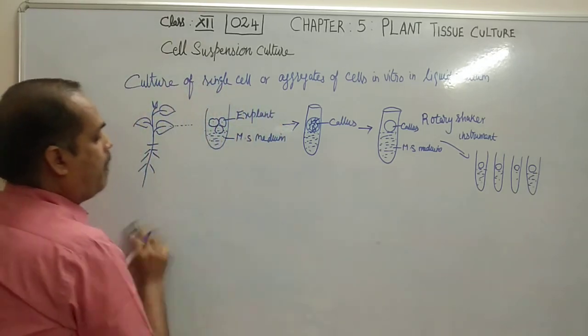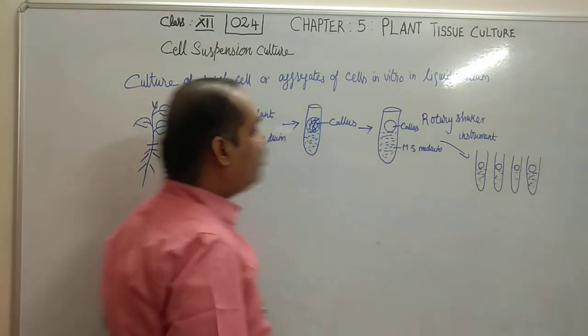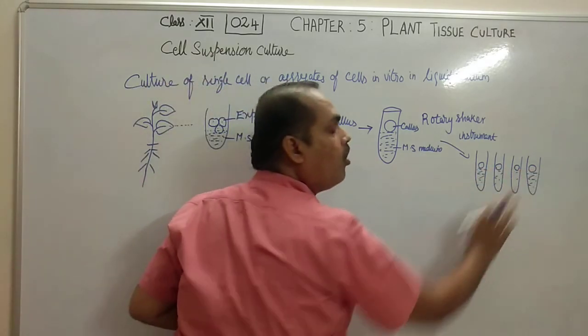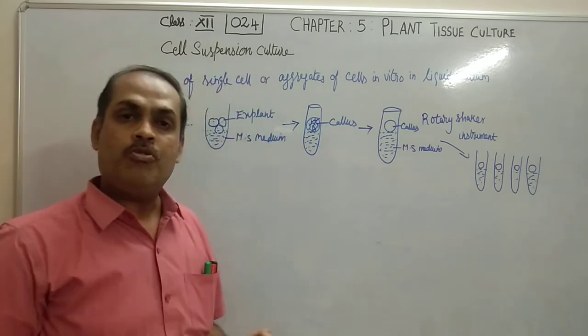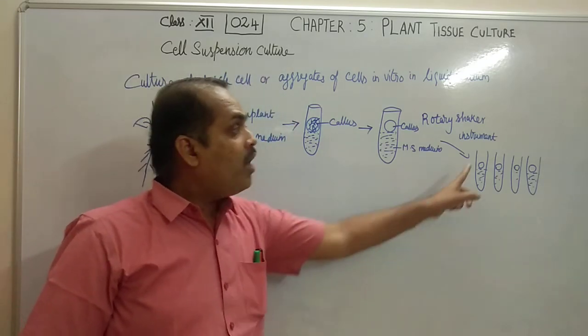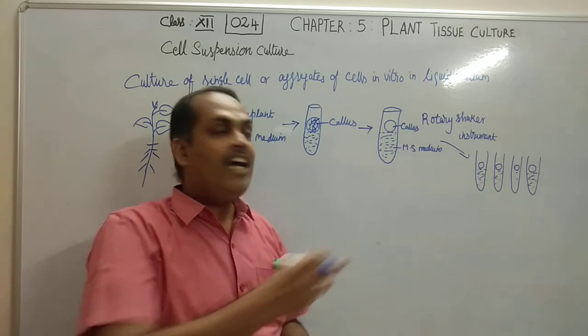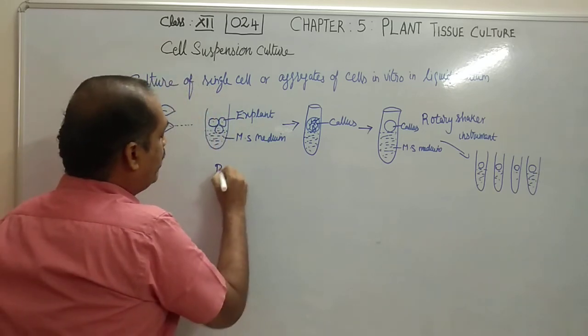Say we can take this example also. All these cells, if it is Catharanthus roseus, I have isolated all the cells. So all the cells will produce an alkaloid which shows anti-cancerous property. Now to increase the production of this alkaloid, I have to place all these cells into a bioreactor. Now what is a bioreactor?